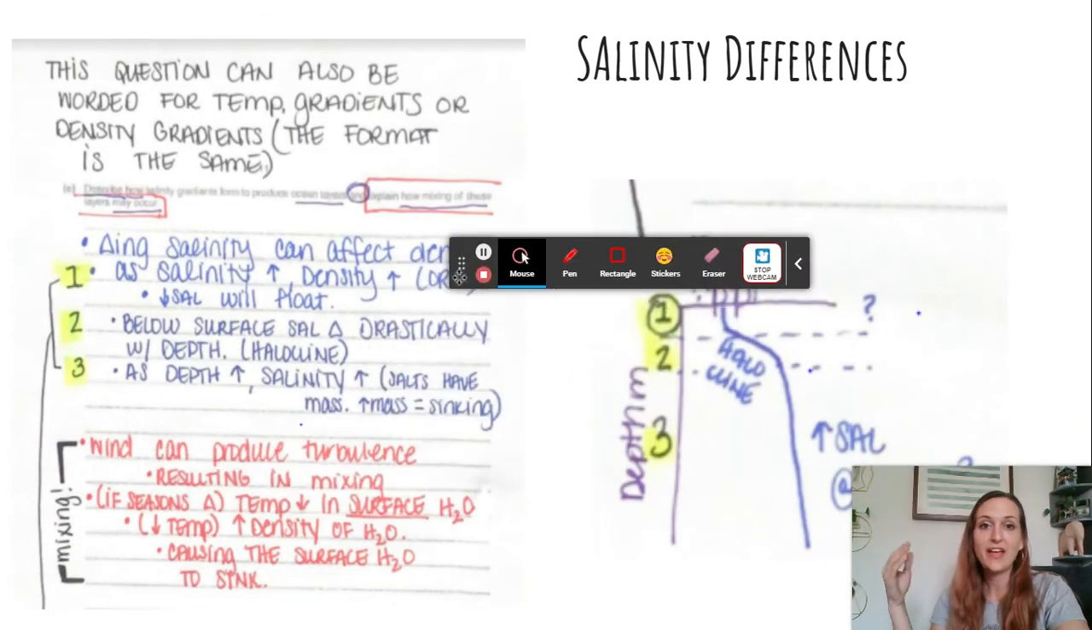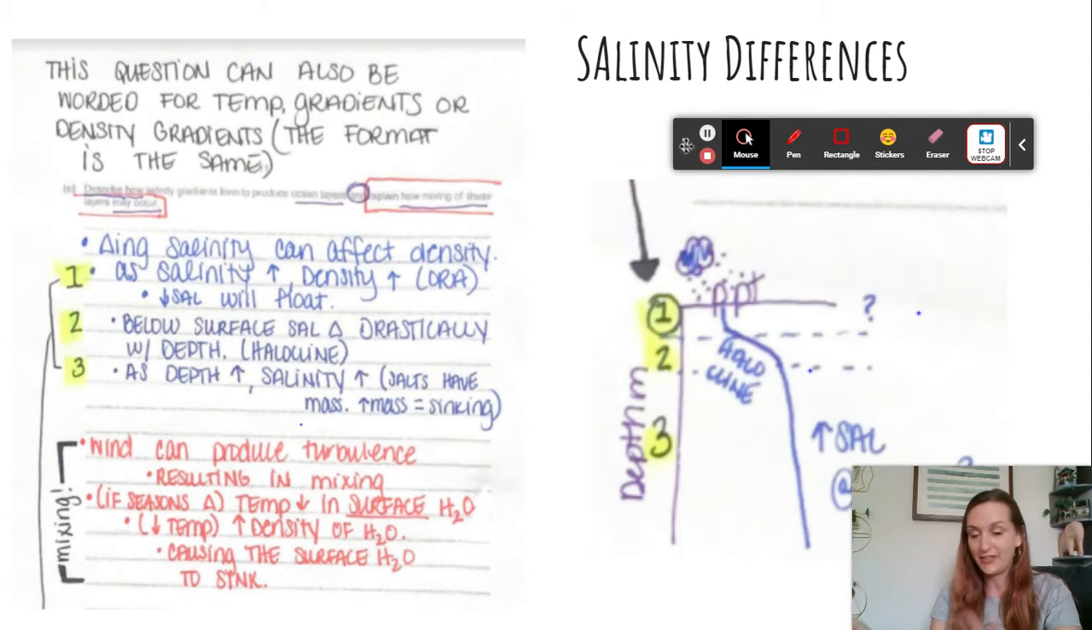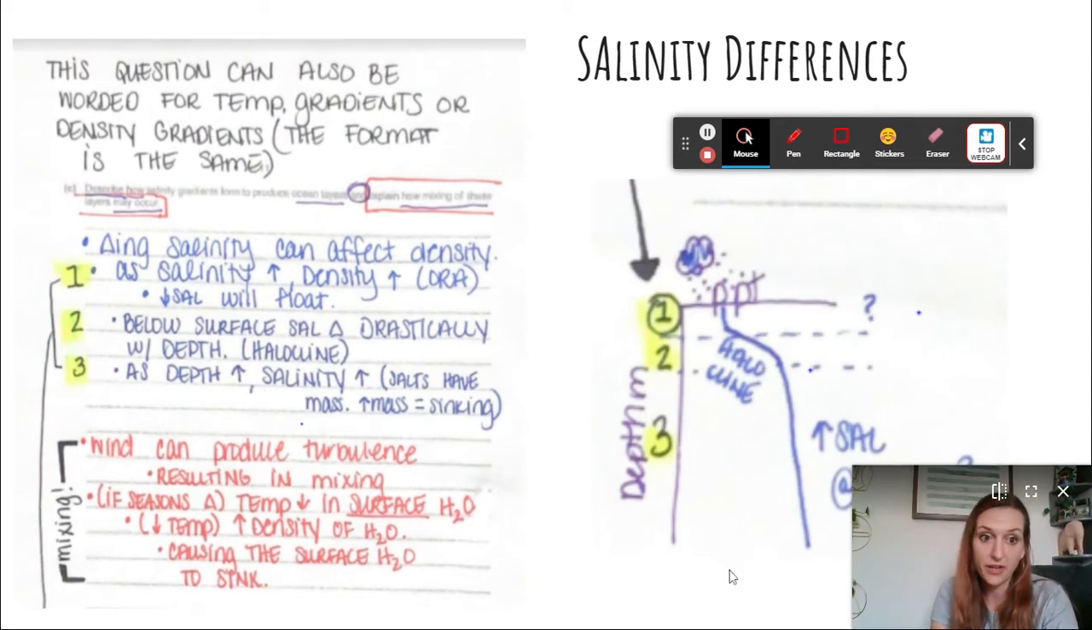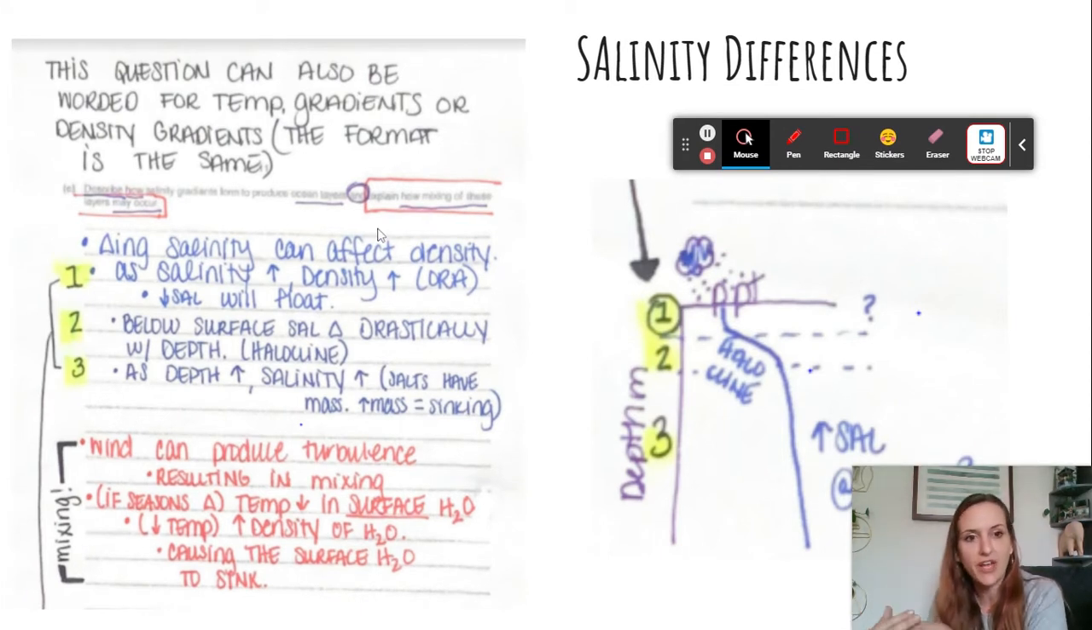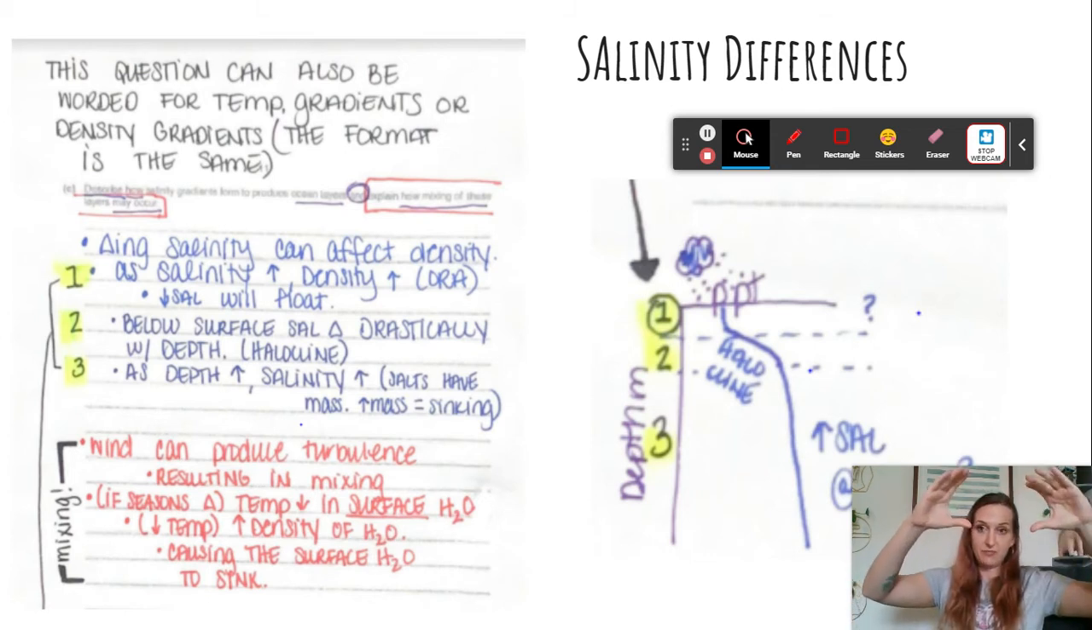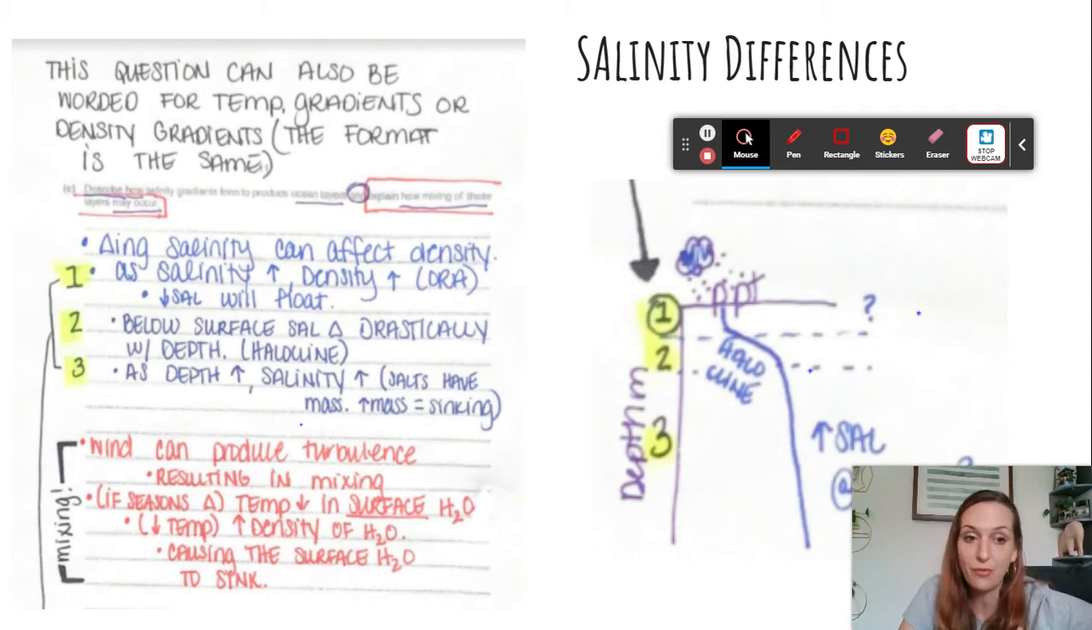Okay. So again, I wouldn't even try to answer one of these questions without drawing it out first. So this is one we did yesterday. Describe how salinity, which is salt in water, the total measure of dissolved solids in the ocean in parts per thousand, can produce different layers. And those layers are all based on density. Least dense at the top, moderate density, highest density at the bottom. And then how mixing can occur.